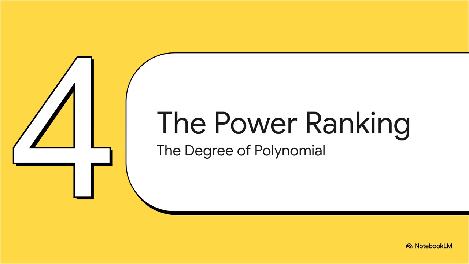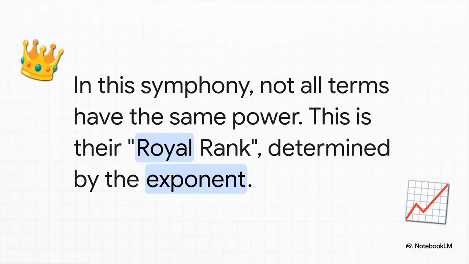We're about to get into the polynomial power ranking system, which we officially call its degree. So in our algebra symphony, not all notes have the same oomph. Some are louder, more powerful than others. You can think of each term as having a royal rank, and that rank is all about its exponent.